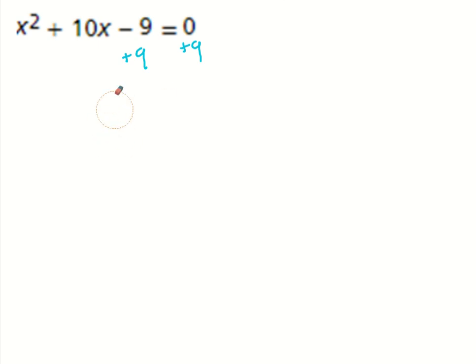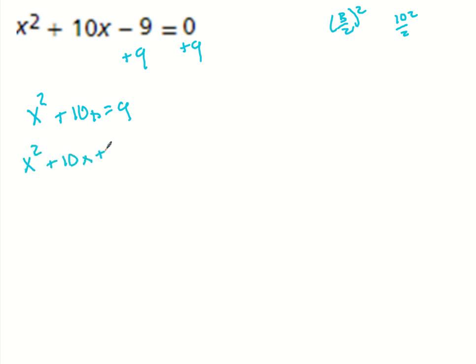And then I'm going to work on completing the square from here. So I have x squared plus 10x equals 9. So now I'm going to add this b over 2 squared to each side. Well, that's 10 over 2 squared. So 5 squared is 25. So I got to add 25 to both sides.